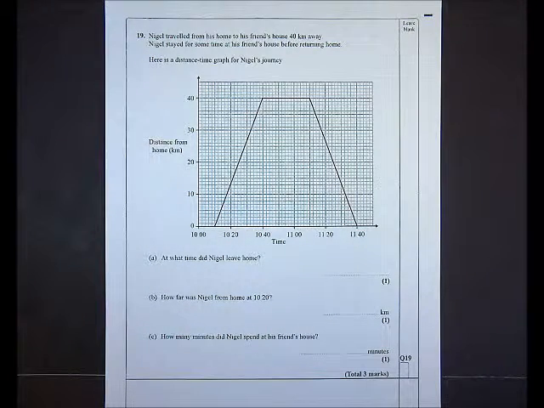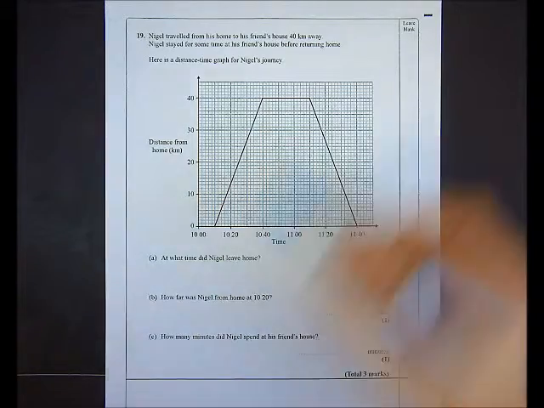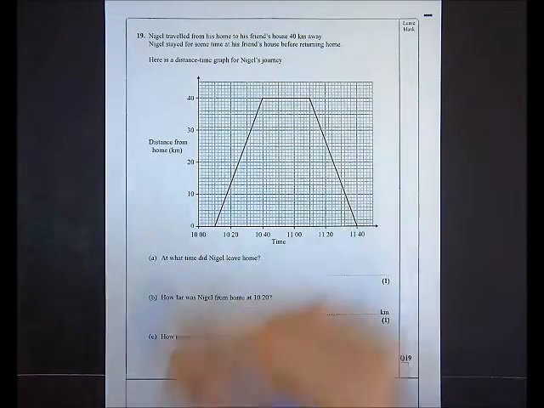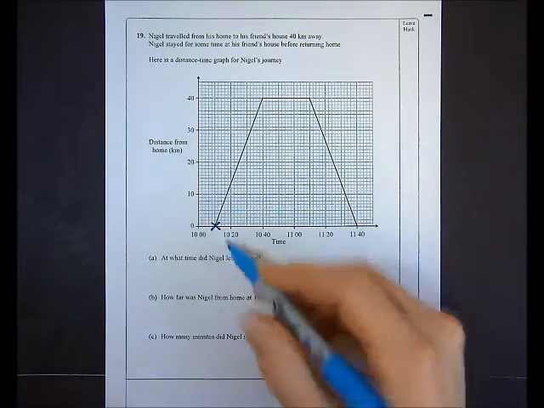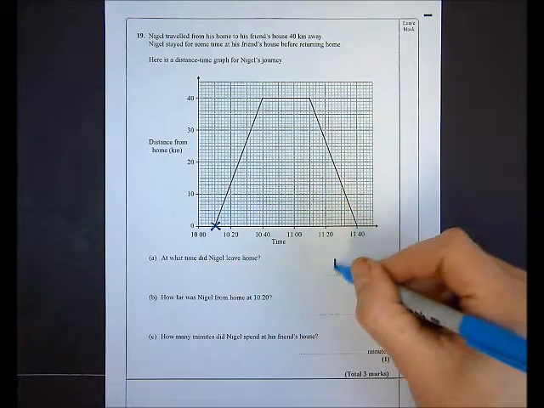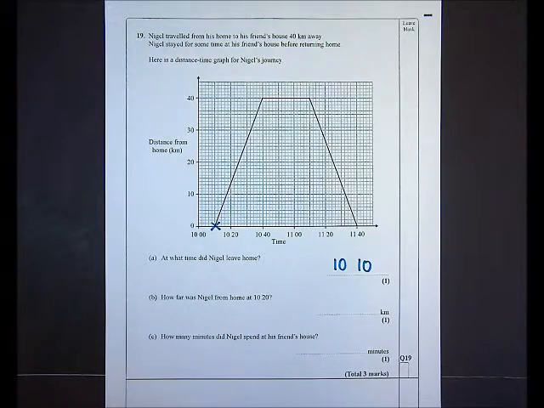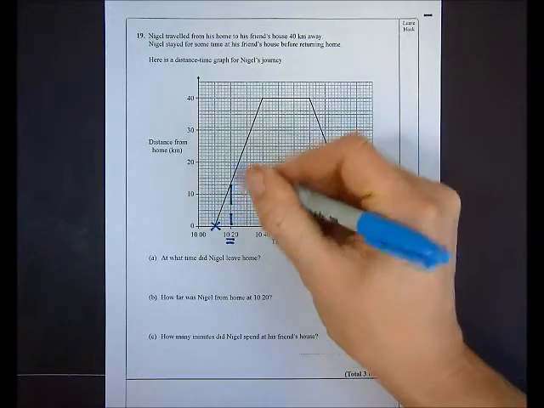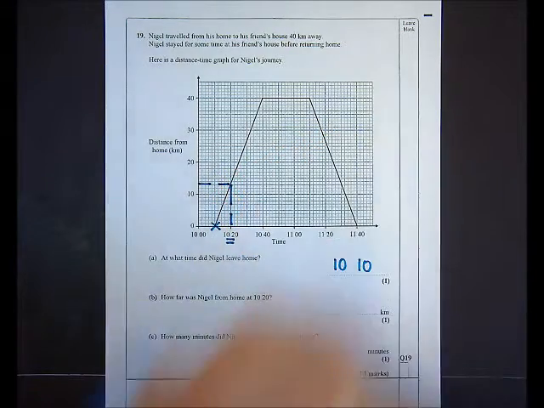In question 19, I'm given a distance time graph for a journey, and in part A I'm asked what time did Nigel leave home. So from reading the original information at the top of the page here, I'm told that he left home here. So this here is halfway between 10 and 10:20, so that would be 10:10. And in part B I'm asked how far was Nigel from home at 10:20. So at 10:20, which is here, I need to draw a line using a ruler in the exam up to my graph and then read off accurately what it is.